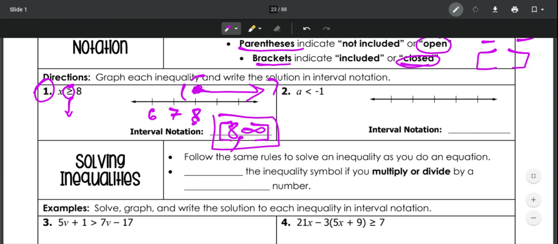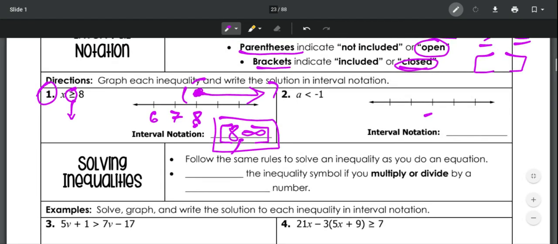Now, let's look at number 2. So number 2, we know we've got -1 here in the middle.